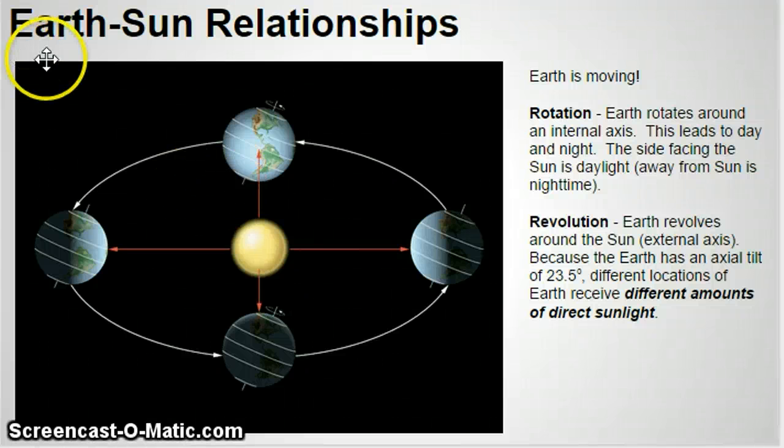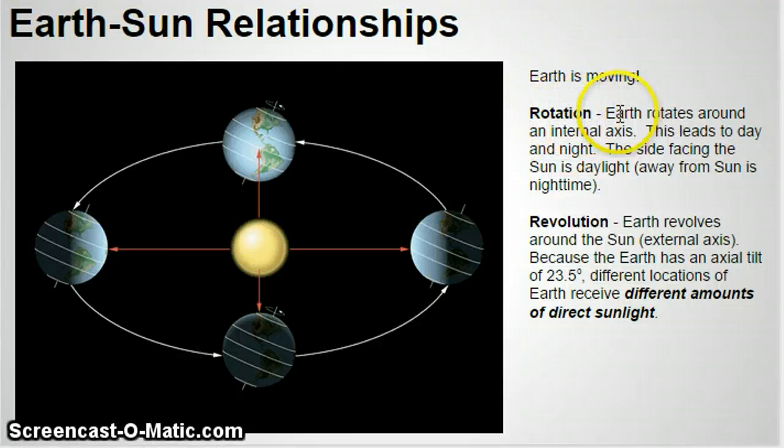Today we begin studying Earth-Sun relationships. We're going to be observing how the Earth's movements around the Sun and the Earth's own motions influence all the topics in this particular unit. So here we see the Earth's position at different locations as it orbits the Sun in one calendar year. So the Earth is moving.